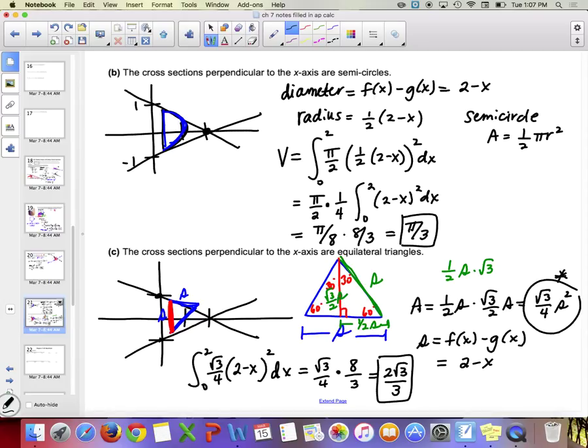Some of them, you might have perpendicular to the y-axis. You might have to solve for x, like x equals a bunch of stuff with y, right? Pay attention to that. If you are integrating with respect to y, you're going from bottom y value to top y value. But yeah, you're just basically finding the areas of these different shapes. So you could have semicircles, rectangles, squares. There's lots of different things you could have, okay?